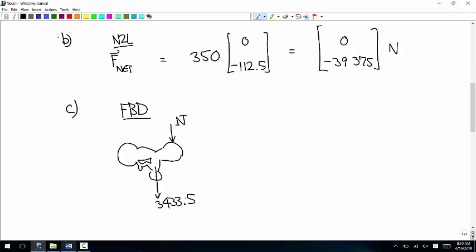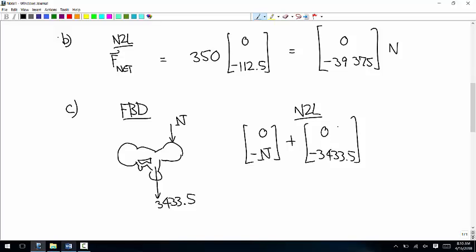That's it, yes. Okay. And now Newton's second law. So now we can calculate those individual things. We have 0, negative n, plus 0, negative 33.5 is equal to the mass times acceleration, which is the net force we already calculated. And so what do you get? It's going to be 35 something, negative 35 something.